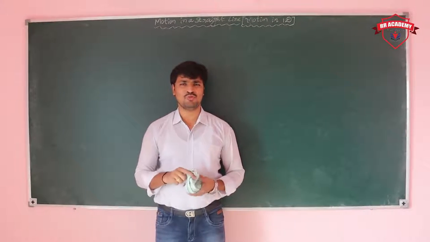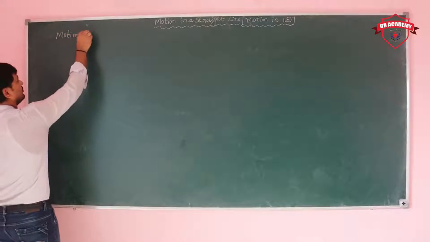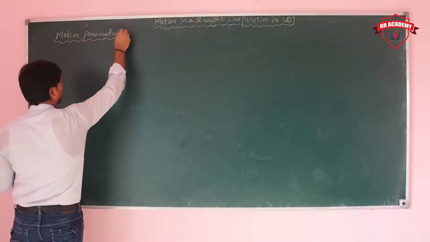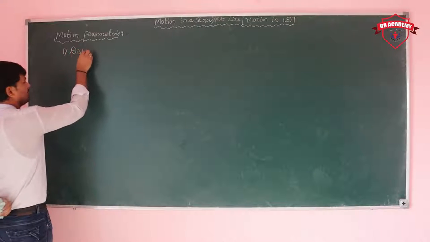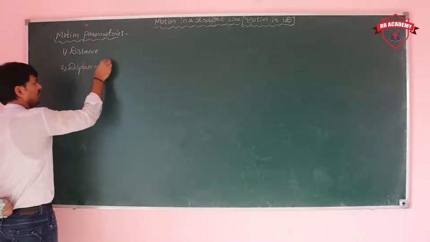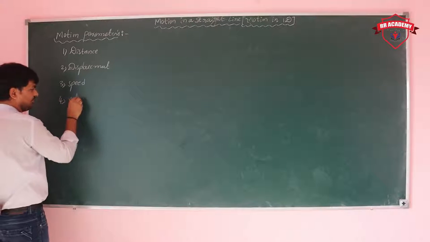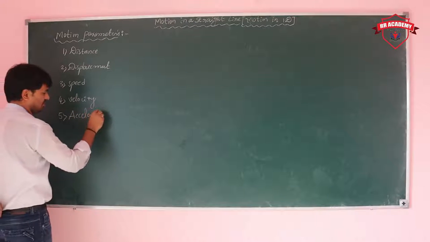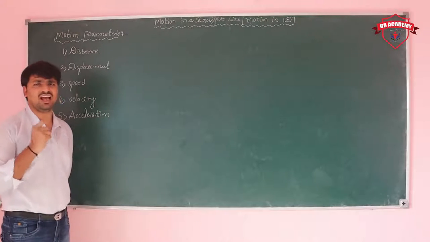So let's move to motion parameters. What are motion parameters? With motion parameters, first of all, we are talking about distance, then displacement, speed, velocity, and then acceleration. Distance, displacement, speed, velocity and acceleration.